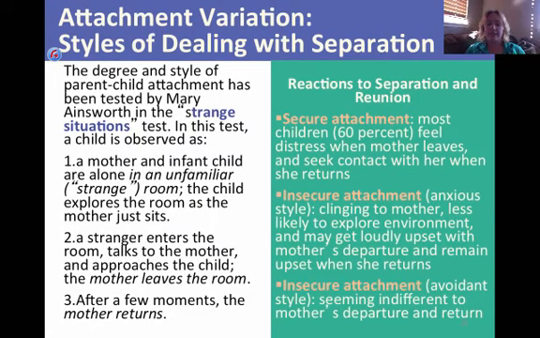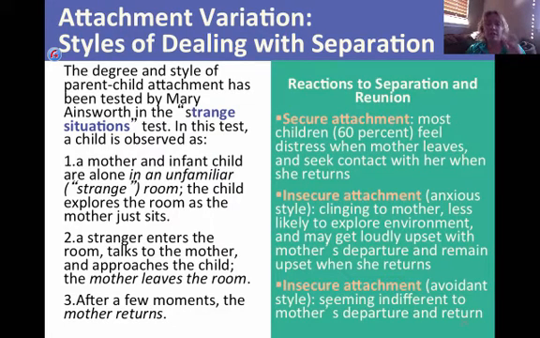And then the last style is insecure attachment, avoidance style. So we have insecure attachment, anxious style, and insecure attachment, avoidance style. And sometimes you'll see this referred to as just avoidant attachment, or denoted some other way. But in this way, the child seems indifferent to the mother's departure and return. So they don't really care if she leaves, they don't really care if she comes back.